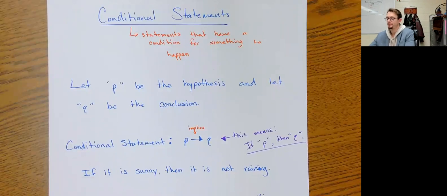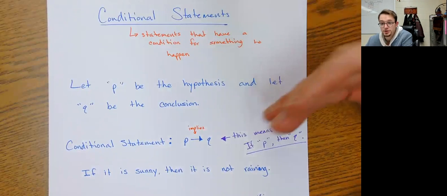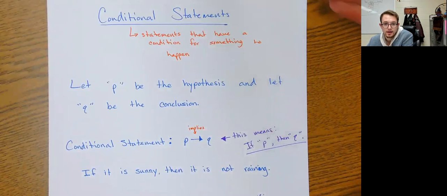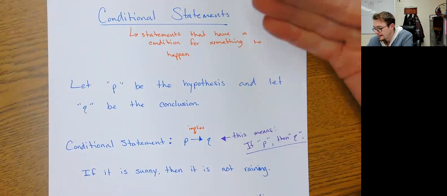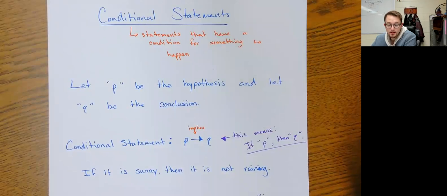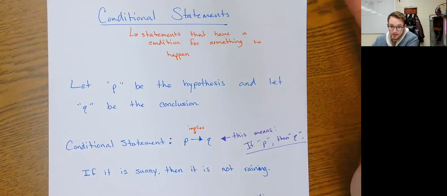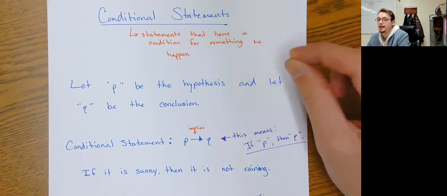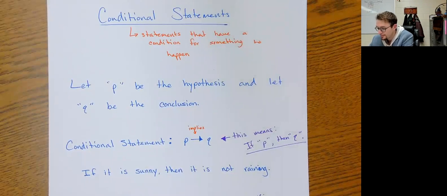First off, if you've not heard of a conditional statement, at least in the context of a geometry class, we're going to be learning this to do if-then stuff. A conditional statement is a statement that has a condition for something to happen. Something is not going to happen in this statement unless this other thing is happening. So there's a condition that has to be met in order for something else to happen.